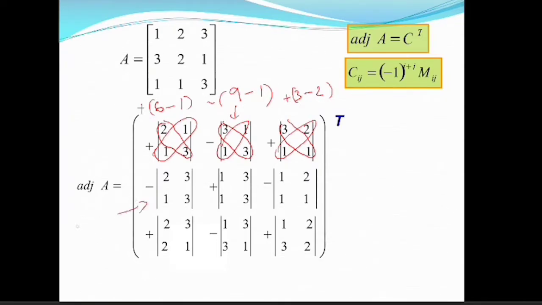Here, there's a negative sign outside. Make sure you put a bracket there. And then find your determinant. 2 times 3 is 6 minus 1 times 3, which is 3.